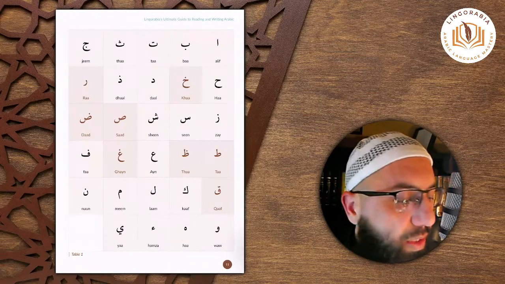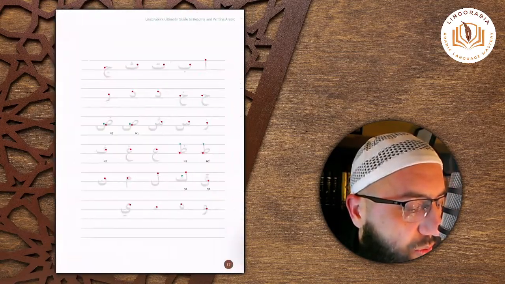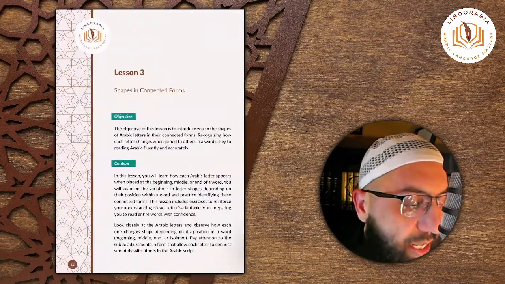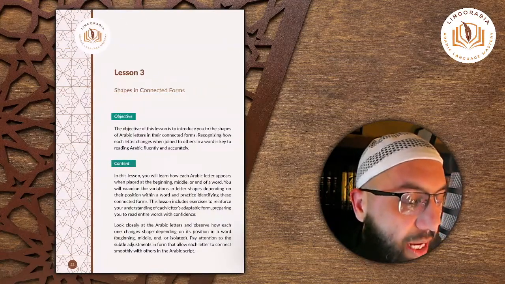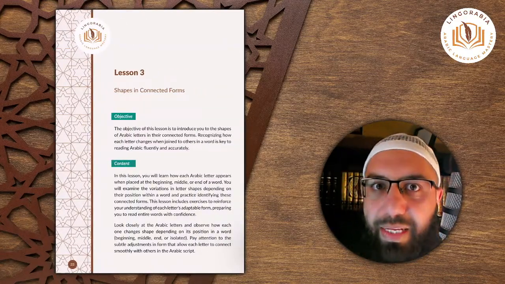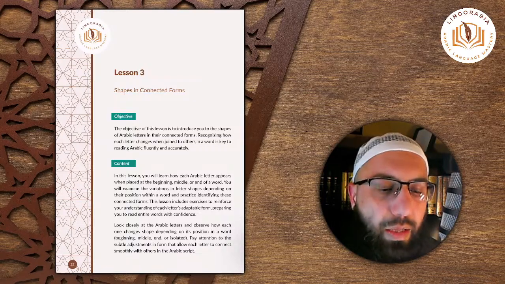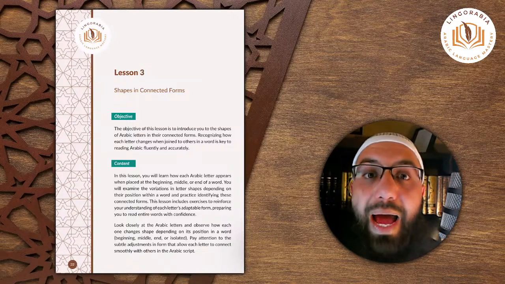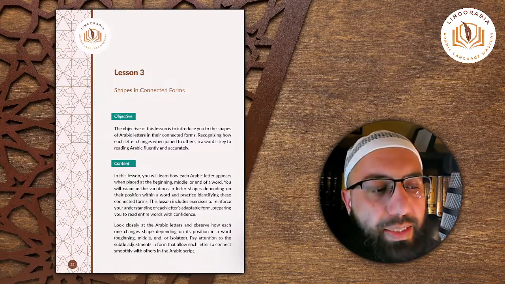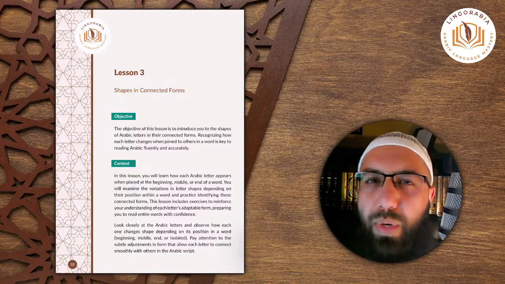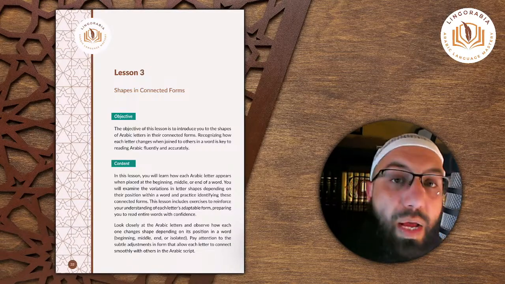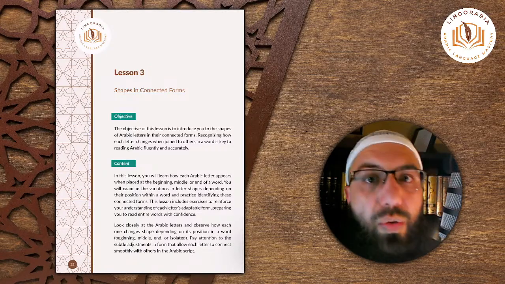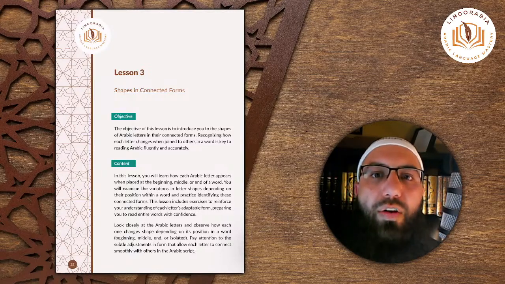Now today we are going to transition to a new stage, and this stage has to do with the shapes of the Arabic letters in connected forms. We already know the shapes of the Arabic letters in isolated forms. We know the shape of the alif, how to pronounce it, the name of the letter, what to do, what not to do, the ba, the ta, the tha, etc. All of that we covered.